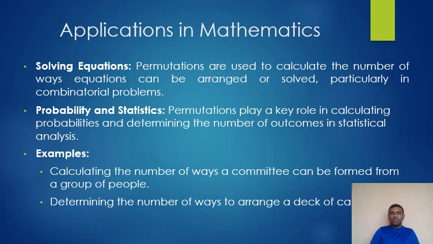Another example is determining the number of ways to arrange a deck of cards. There are 52 cards in a deck. Here you can use permutations also. And if you're taking it as color based, number based, or card based, then you can use permutations with repetitions. In both types, you can find the number of ways you can arrange the cards in a deck of 52 cards. This is how permutations are applied in mathematics.